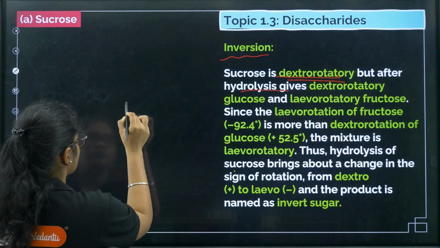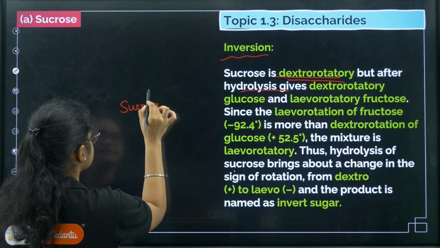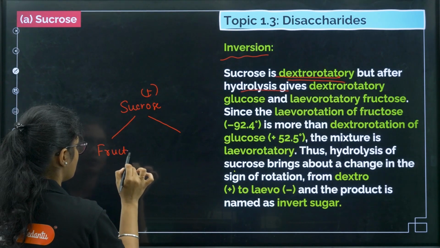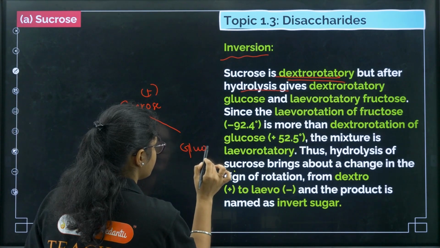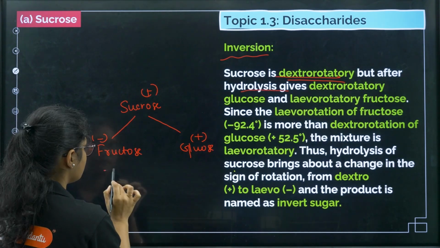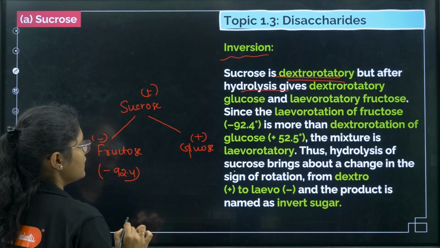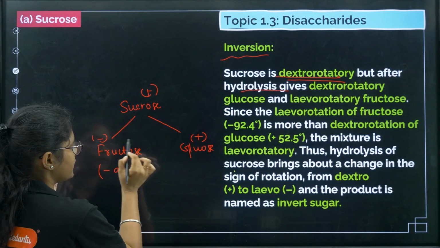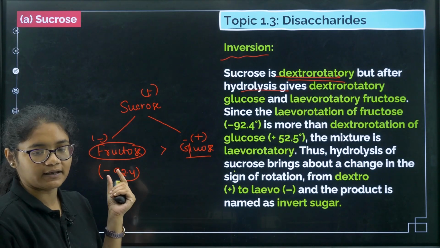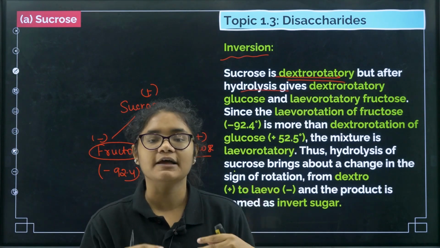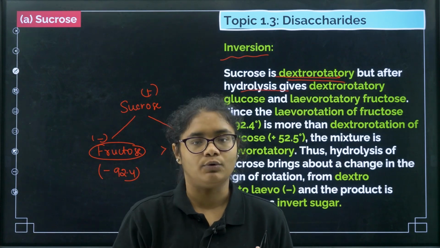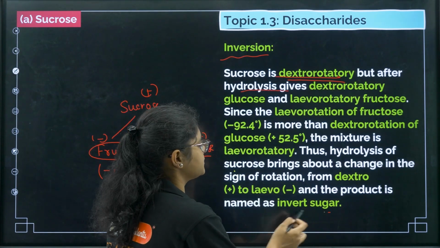Now what is the reason for that? Sucrose is dextrorotatory. When it undergoes hydrolysis, we get fructose and glucose. Glucose is dextrorotatory and fructose is levorotatory. The levorotation of fructose is minus 92.4, which is more than the dextrorotation of glucose. So which is more dominant here? Levorotatory fructose, because it has a greater degree of rotation. That is why the solution overall becomes levorotatory, and this phenomenon is called inversion of sugar.